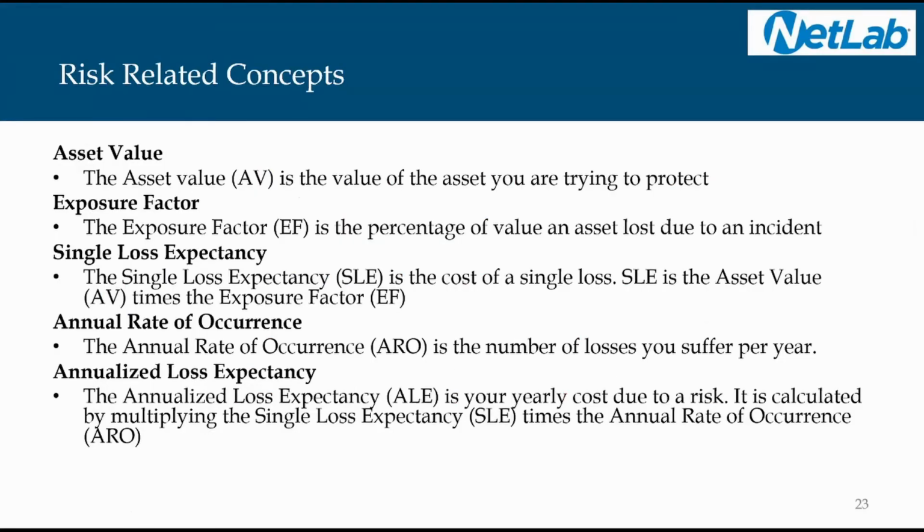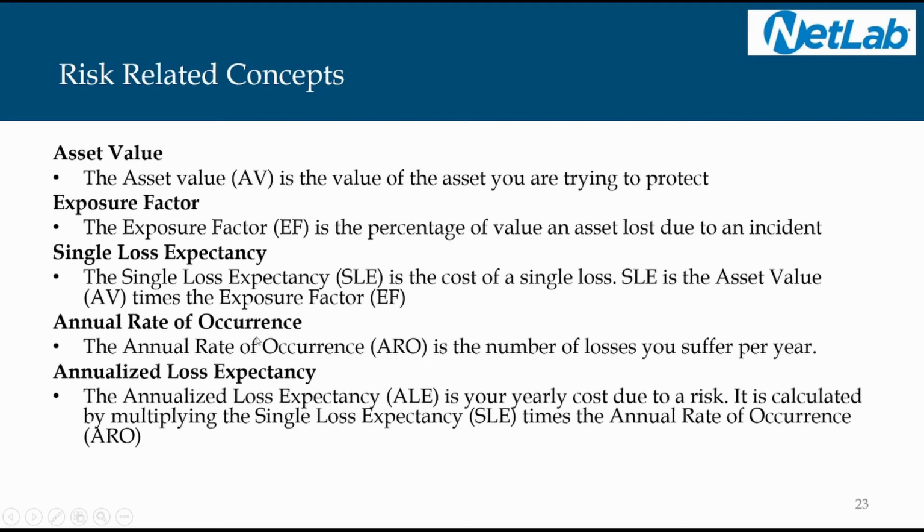Now let us go through this once again. The asset value is the value of the asset you are trying to protect, that is 25,000 rupees in our example. The exposure factor, or EF, is the percentage of value an asset lost due to an incident. If it is lost without the encryption, 100% is the lost percentage. Single loss of expectancy is the cost of a single loss. SLE is the asset value times exposure factor. If the exposure factor is 100%, 25,000. If the exposure factor is 10%, 2,500.